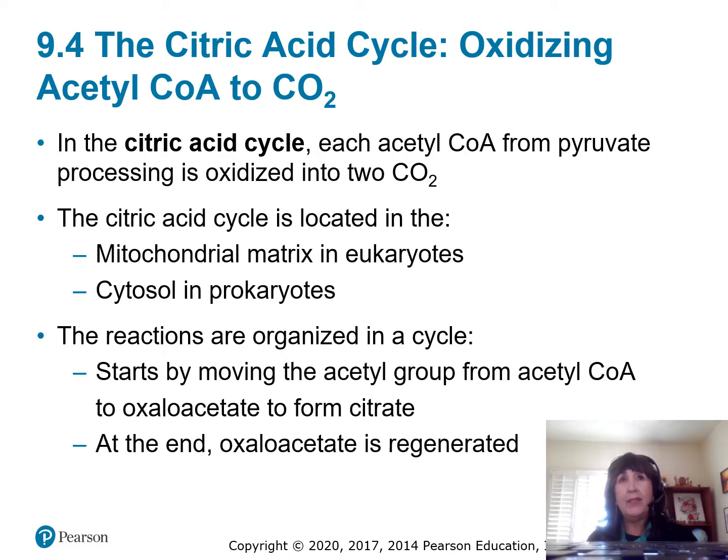Step 3 also occurs in the mitochondria. Step 3 is the citric acid cycle. In the citric acid cycle, each acetyl-CoA, which is a 2 carbon molecule, will be broken down to form 2 CO2s. So we went from a 6 carbon glucose molecule, and now we've broken it down all the way to CO2. We have broken down all of the bonds formed in glucose, and now we've created a lot of CO2.